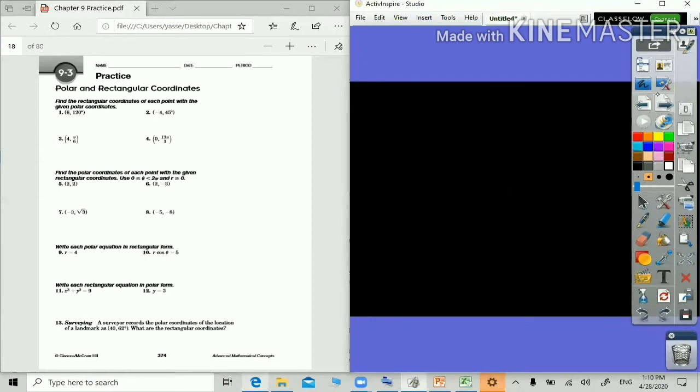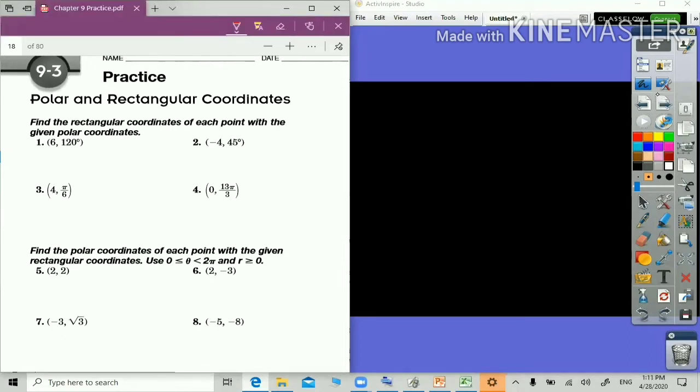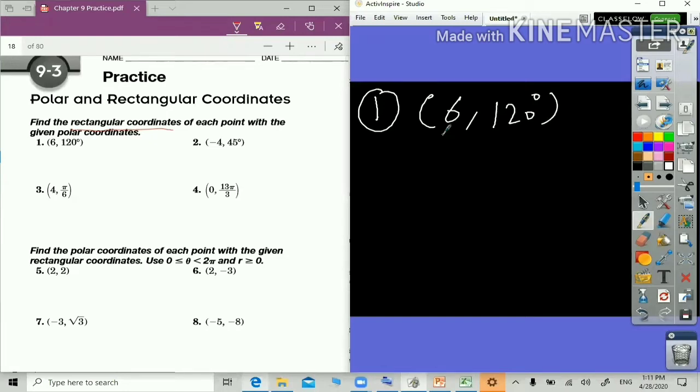Look at number 1. We're gonna solve number 1. It says find the rectangular coordinates of each point. Now we are going to change that point from polar coordinates. Number 1 is 6 and 120 degrees. This is a polar coordinate. I will find the rectangular coordinate. How will I find it? Rectangular coordinate comes from x and y. I will find x, then I will find y.